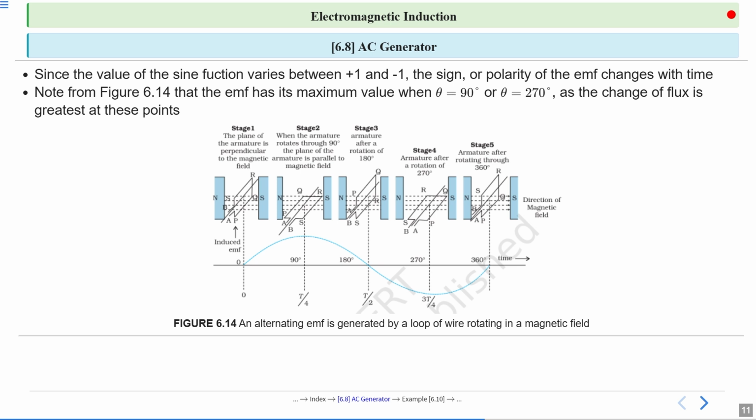It is from PQRS. Now you can see in stage 4, the PQ arm is going downwards. Now the direction of current in PQ by using the right hand rule will be from Q to P. In the second stage, the direction of EMF is from P to Q. Now in the fourth stage, the direction of current in the PQ arm will be from Q to P. Now the direction of current has reversed.